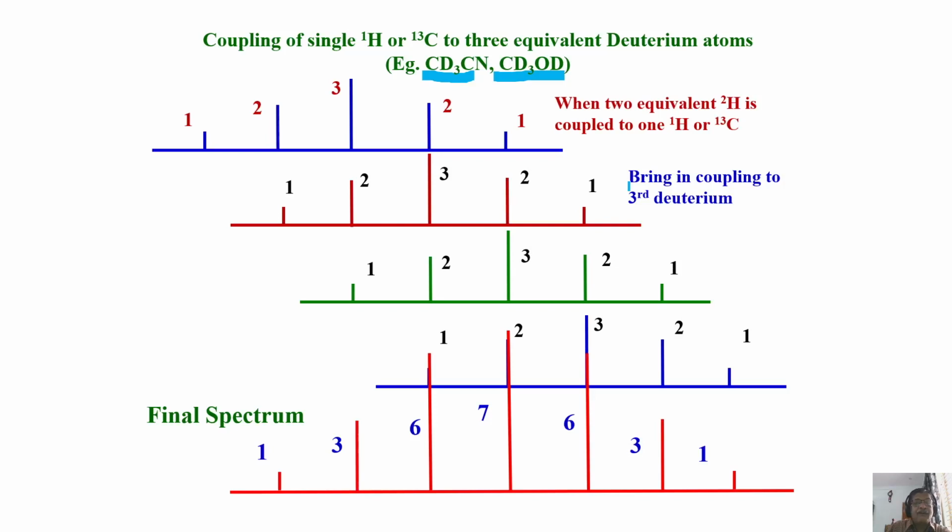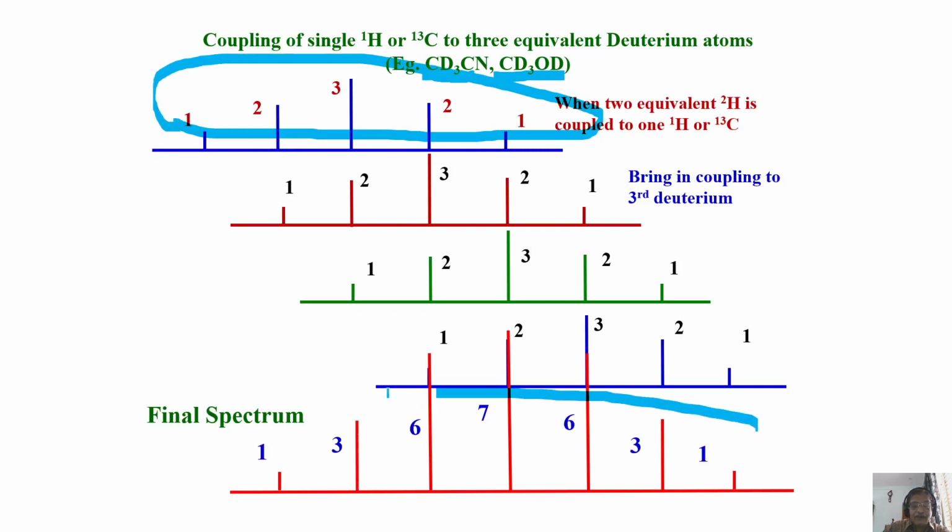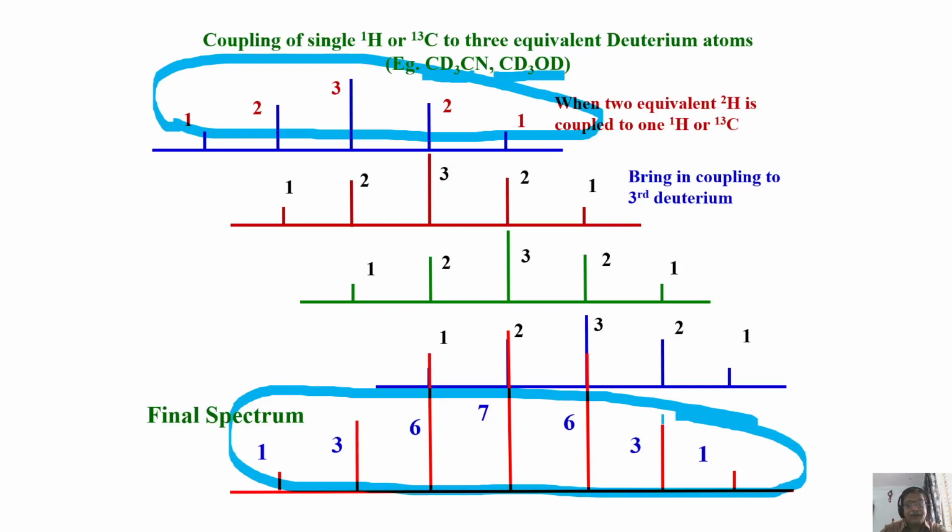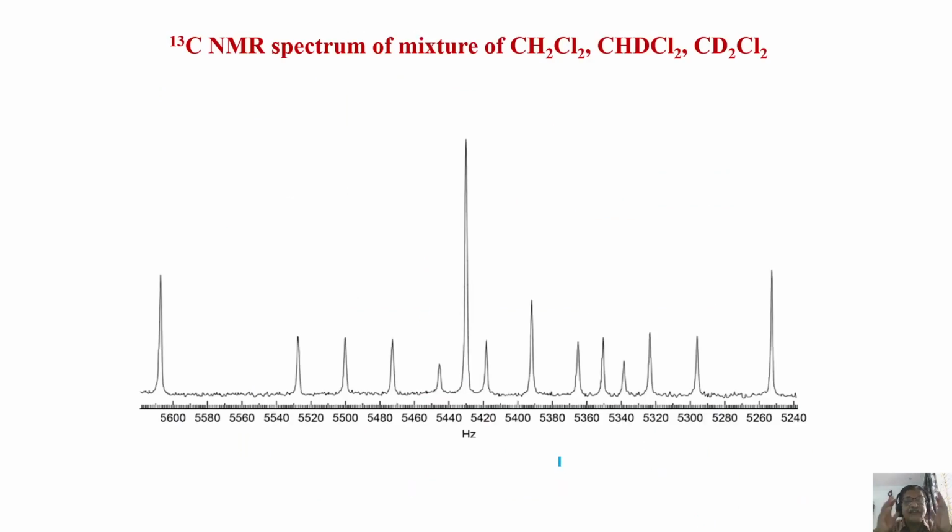6, 3, 1. When two deuteriums are coupled, the intensity pattern is 1, 2, 3, 2, 1. When three deuteriums are coupled, the intensity is 1, 3, 6, 7, 6, 3, 1. This is the pattern you are going to get. This is a pentet. This is 1, 2, 3, 4, 5, 6, 7, a septet. You understand? When a spin-1 nucleus is coupled to a spin-half nucleus, if it is a single spin-1 nucleus, we have 1:1:1 intensity. If there are two, 1, 2, 3, 2, 1 intensity. If there are three, 1, 3, 6, 7, 6, 3, 1. This is the splitting pattern, and exactly that's what we get.